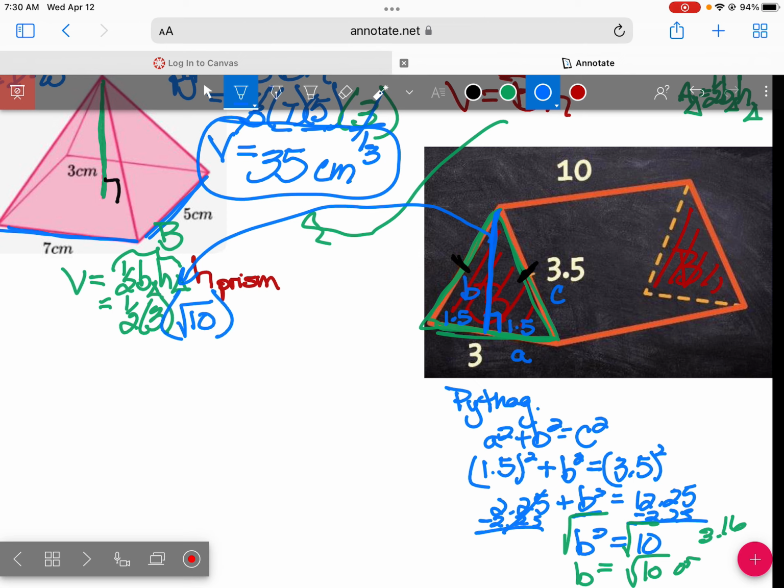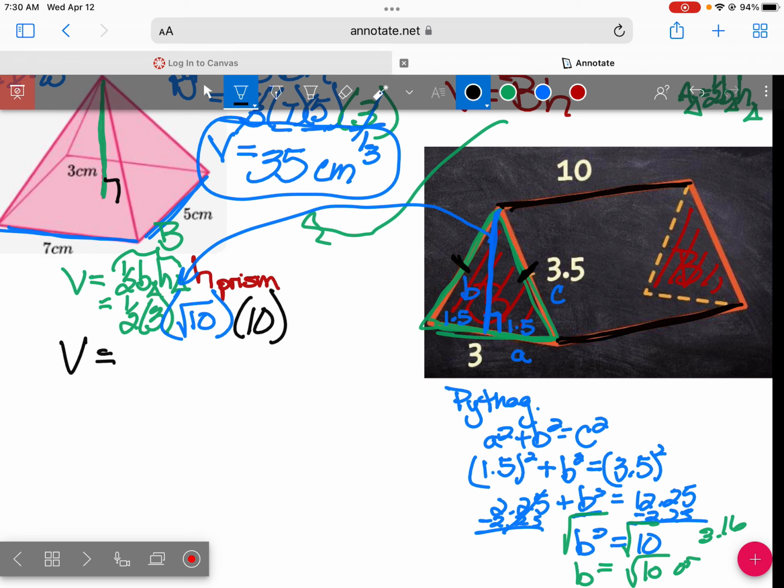Times, what is the height of my prism? The height of my prism is the distance from one base to the other. So the height of my prism here is 10. Okay? All right, so now we've got all of our numbers. We should be able to multiply them all together.